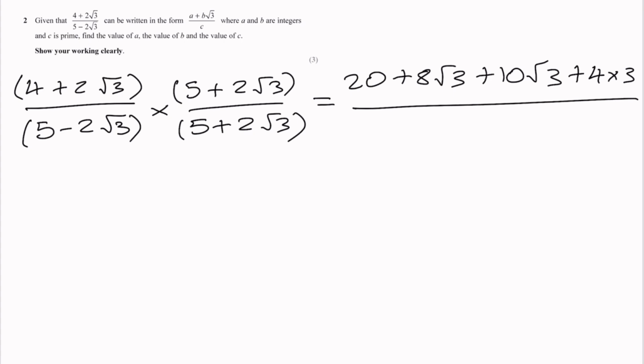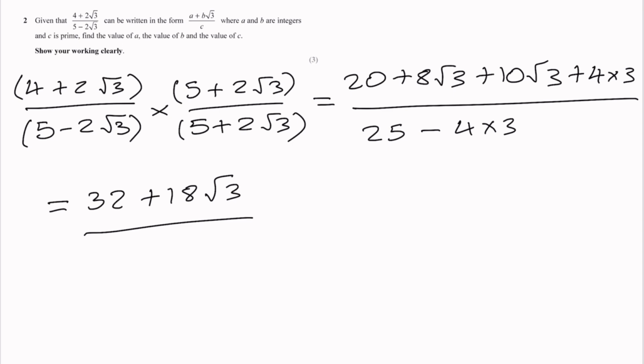And on the bottom, this will be the difference of two squares, hence why the surds will cancel out. So we only actually have to do the 5 times 5, which is 25, and the last term, which will be minus 2 root 3 times positive 2 root 3, so that will be minus, again, 4 times 3 on the bottom. So if we simplify this, we've got 20 and we've got a 12 on the end, so that's 32. We've got 8 root 3 plus 10 root 3, so that's 18 root 3, all over 25 minus 12, all over 13.